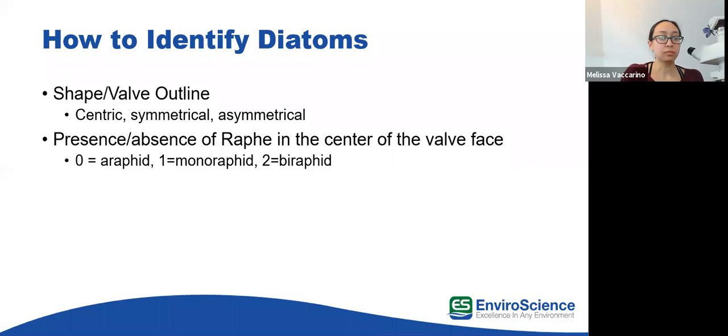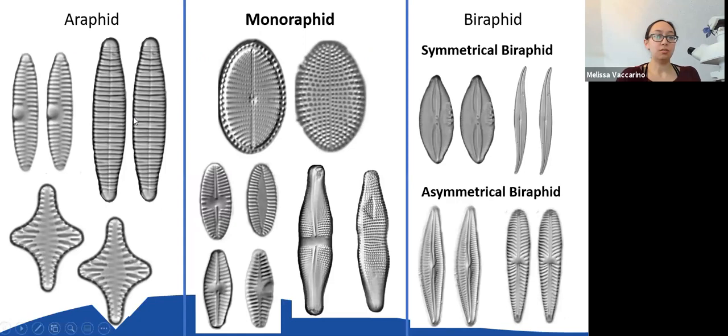And then the next thing that I'd look for is the presence or absence of the raphe in the center of the valve. So they may have no raphe, which is araphid, one, which is monoraphid, or two, which is biraphid. And so these will be on matching valves. So when you look through the microscope, you would be able to see if you've got a complete valve that didn't fall apart, both valves don't have a raphe. In monoraphid, you can see one valve has a raphe and the other does not.